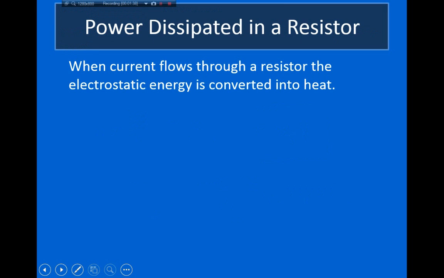Ohm's law tells us that the voltage decreases when current flows from one end of a resistor to the other end of the resistor. And since we know that the change in the electrostatic potential energy of a charge is equal to the charge times the difference in the voltage between 2 points, this means that the electrostatic potential energy of a charge decreases when it moves through a resistor. And this energy that's lost actually is converted into heat.